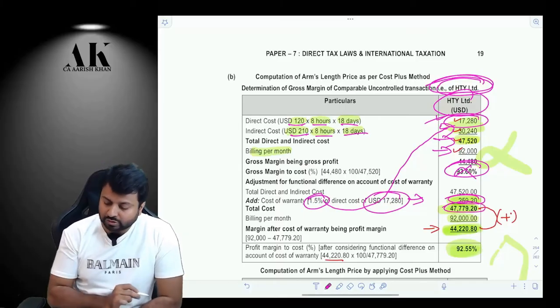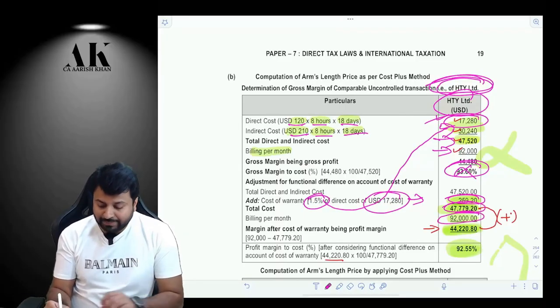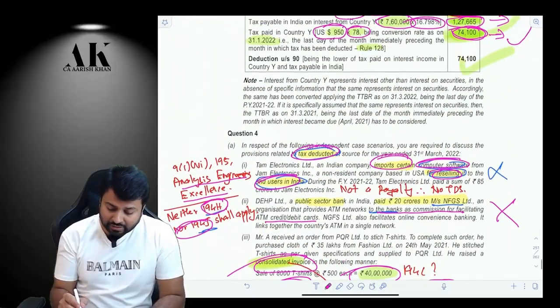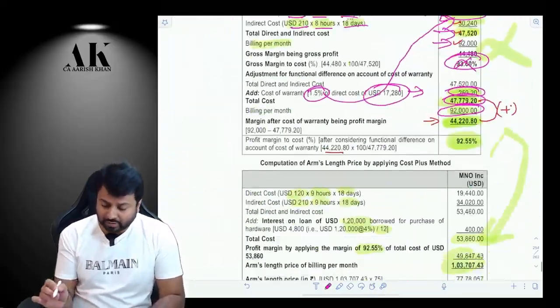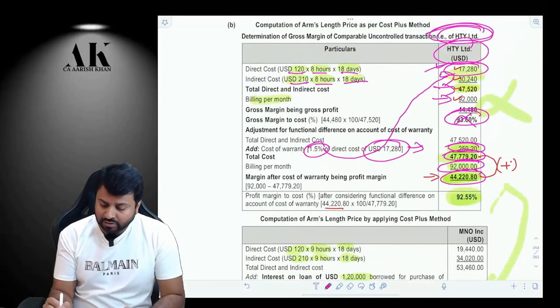So my total cost comes to 47,779, and my billing to HYT comes to how much? It is 92,000, which is given in the question. You can see over here how much is the billing to HYT, the unrelated party. It is 92,000. Be very careful. So the differential between the two is 44,000.